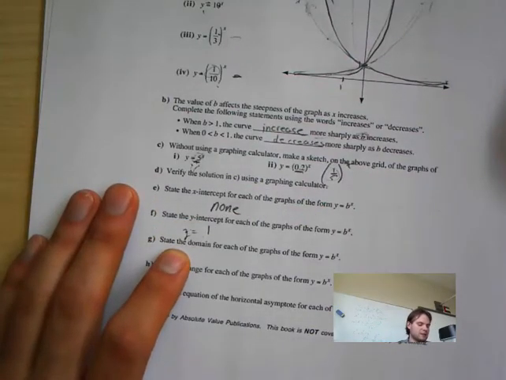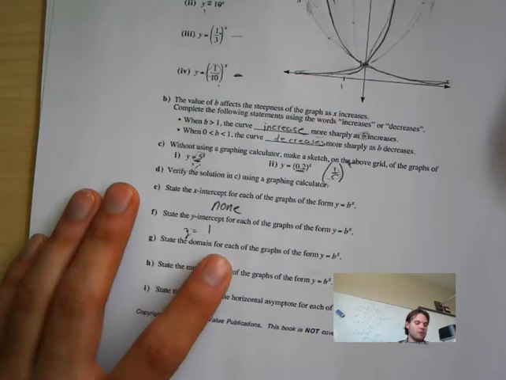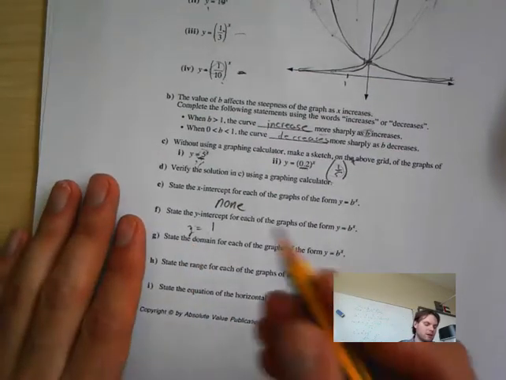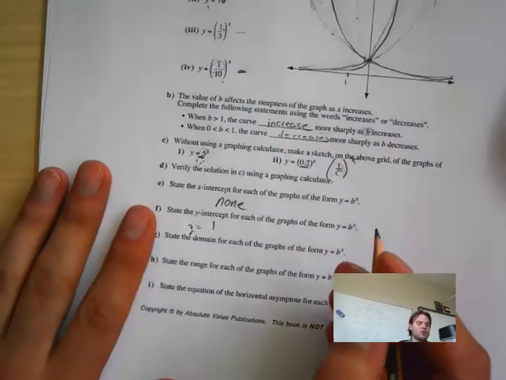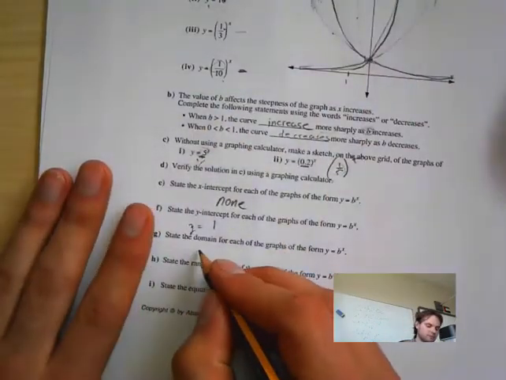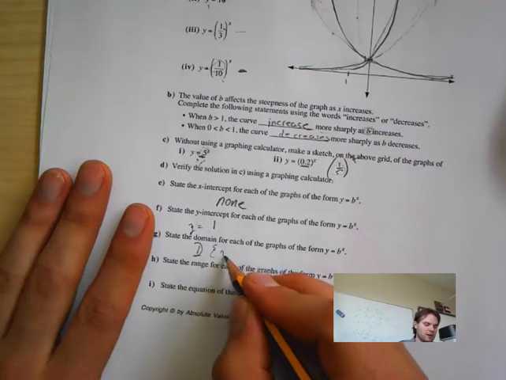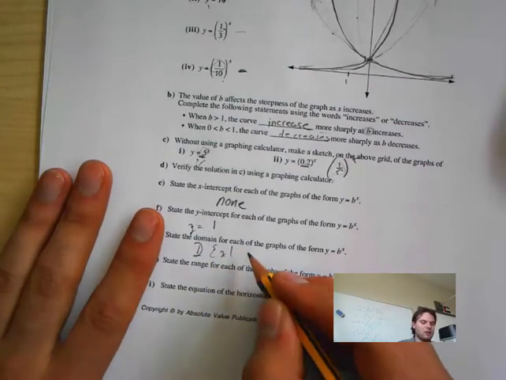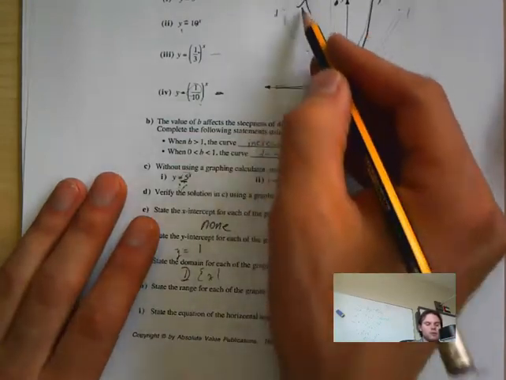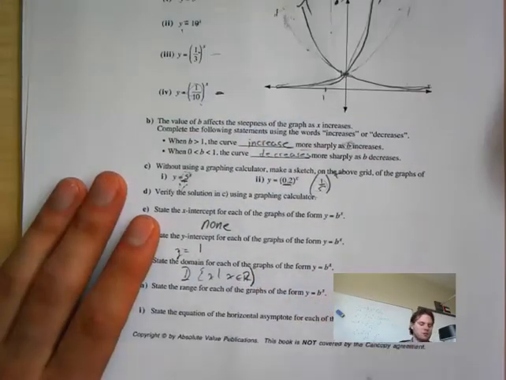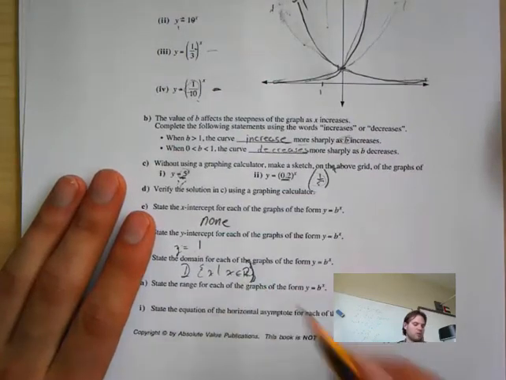Now it says, state the domain for each of the graphs in the form y is equal to b to the x. Well, the domain is, for both of them, no matter what, when we're looking at b, we are looking at x, such that, for both of these, x is just an element of all real numbers. There's no max, there's no min, as we found out before in the last one.